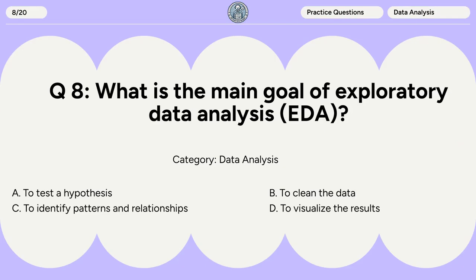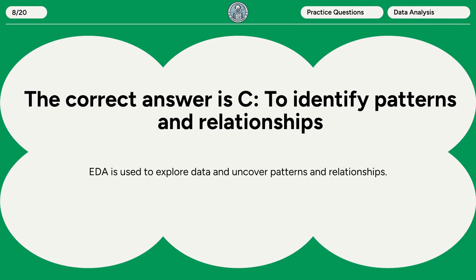Question 8. What is the main goal of exploratory data analysis? A. To test a hypothesis. B. To clean the data. C. To identify patterns and relationships. D. To visualize the results. The correct answer is C. To identify patterns and relationships. EDA is used to explore data and uncover patterns and relationships.